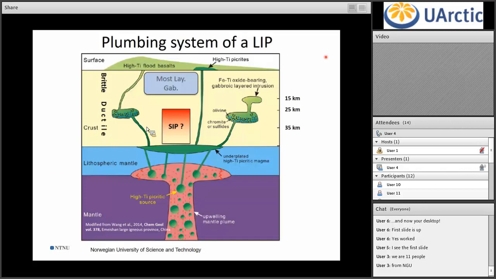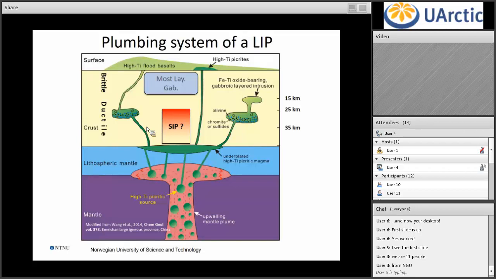Anyway, we have this figure showing a cross section through the asthenosphere in the bottom, the lithospheric mantle, and the crust above. The crust may be subdivided into the brittle upper part and the ductile lower part. Today, most of the large igneous provinces are exposing either only the surface with the flood basalt volcanism, or the upper brittle part of the crust.